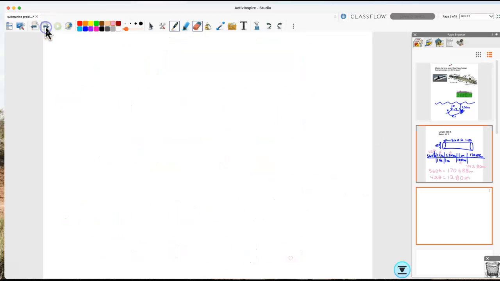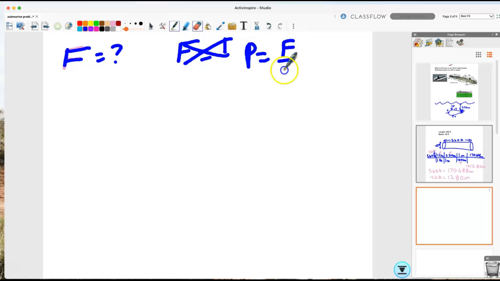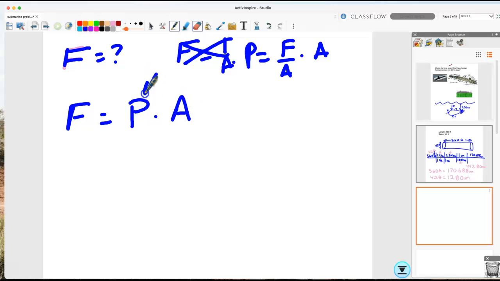So how are we going to solve with what we have for the force? We want a force. So what formula do we have for force when we know a pressure? We know pressure equals force over area. So if I multiply both sides by the area, that tells me that the force is the pressure times the area. So if I get the pressure and I get the area, I can get the force.